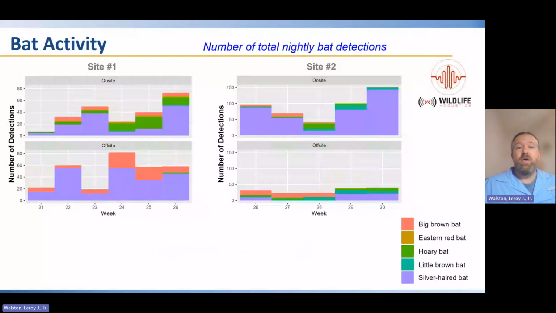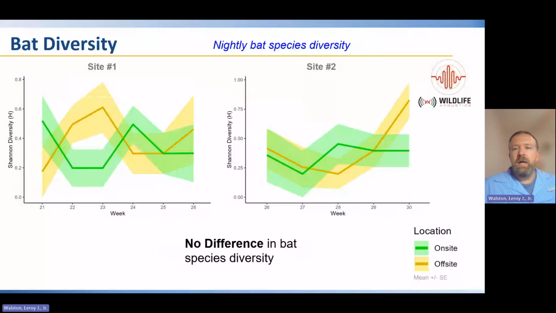But right now, all of everything that we're sharing here are generated from the automatic ID feature of Kaleidoscope software. And if we were to look forward at bat diversity and species richness, I'm not showing species richness here because it's almost a mirror of diversity.